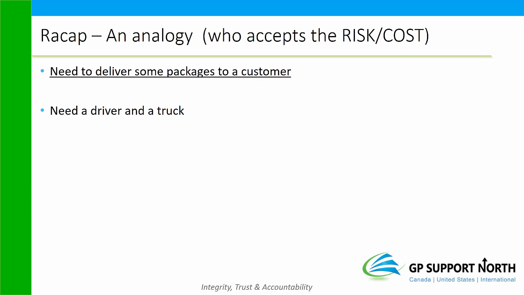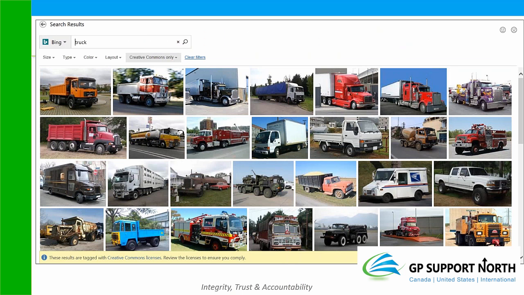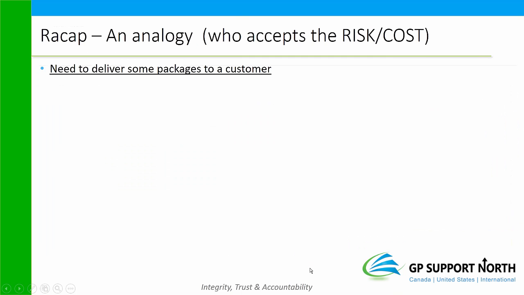Looking at these risks, looking at these costs, the analogy that I like to use is we need to deliver a package to one of your customers. At a high level, what do you need? I need a driver and I need a truck. What kind of truck? Basically, from a Dynamics GP perspective, I need an IT support person, I need a server. What type of server? What should the capabilities be? Do they need fire suppression? Do they need to be quick delivery? Do they need special carrying? Do you need special storage?